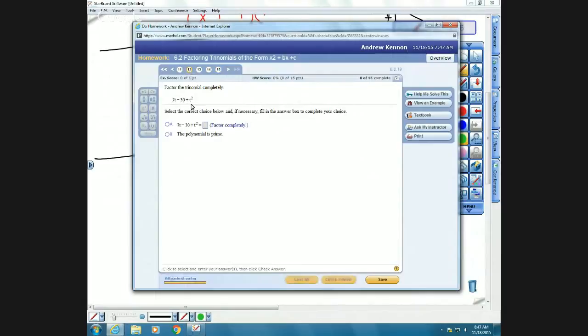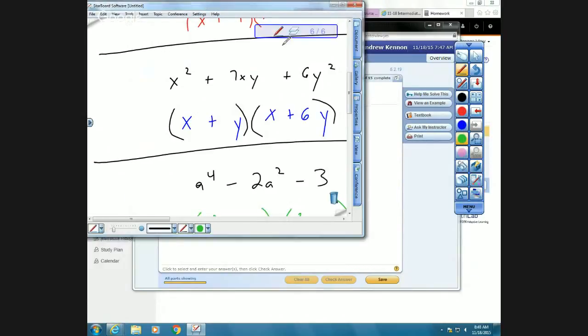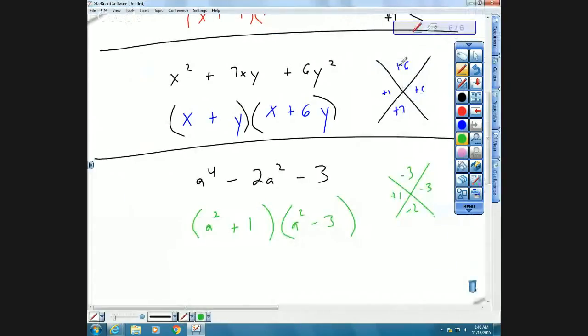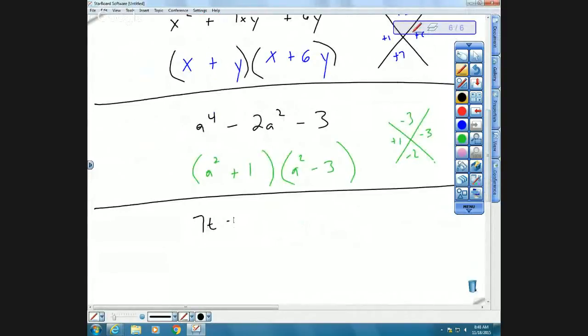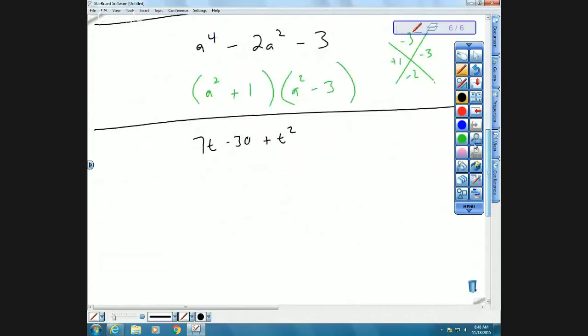On this one right here, rearrange it first. Rewrite that as t squared, what is it, 7t minus 30t plus t squared. Don't try to work it like this. Rewrite it with the t squared first, then 1 t, and then no t's. So now it looks like normal.